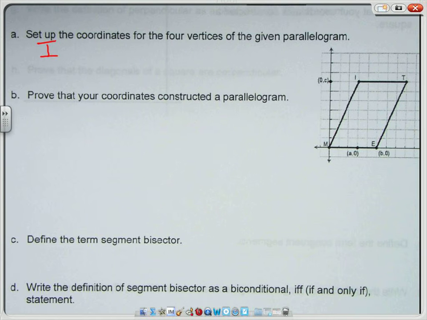We're going to figure out what point M is at, T, and E. If we're looking at our paper, M is at the origin. What would I say that is? 0, 0, right? Let's look at E. What point does it say E is at? B, 0. B as in boy.